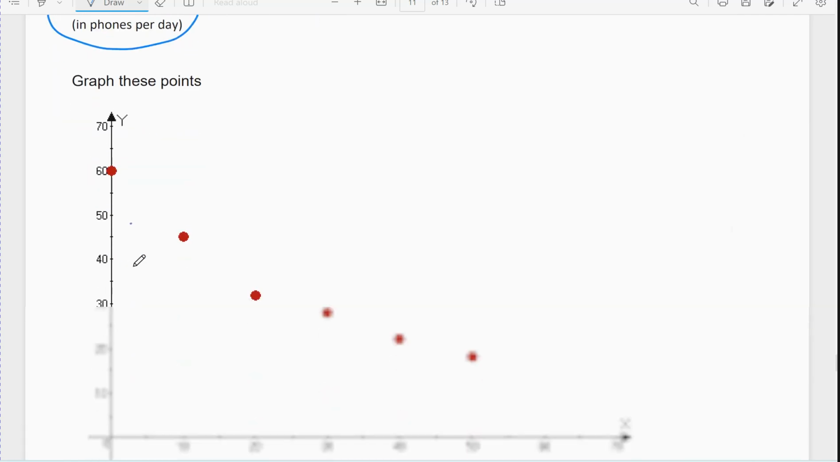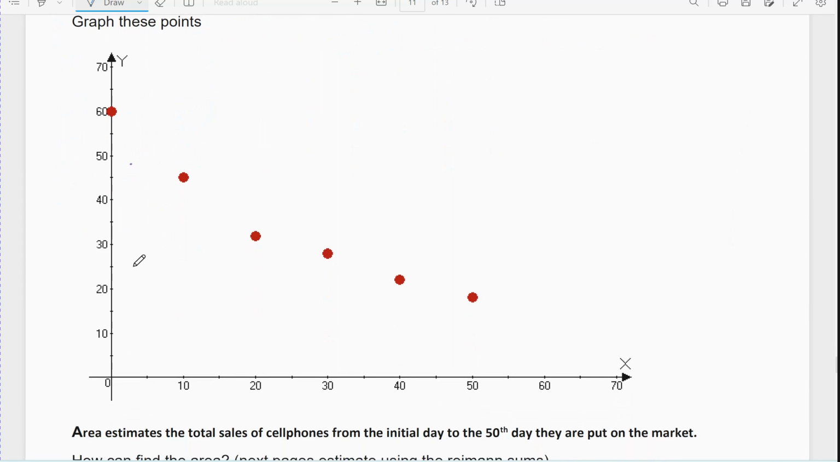So here I've graphed it already for you in your notes. This was time 0, which would be 0 days. This would be time 50, which would be 50 days later. This would be my days. The y value is the rate of sales in iPhones per day.